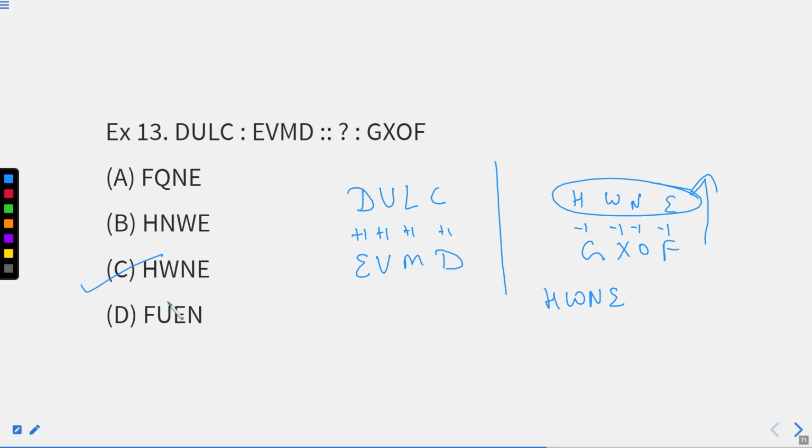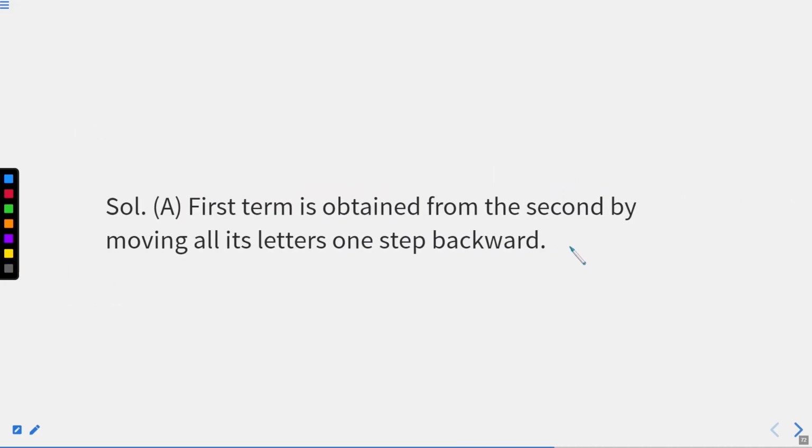I hope you are able to understand these questions till now. Till now we have discussed 13 questions of the same kind where we are finding the relation between the letters and using the same relation in the question part. Here every letter is moving a step ahead. When we already have the answer part and need to find the question part, we need to go back by one step. That is what we are doing here. You can read it here as well.